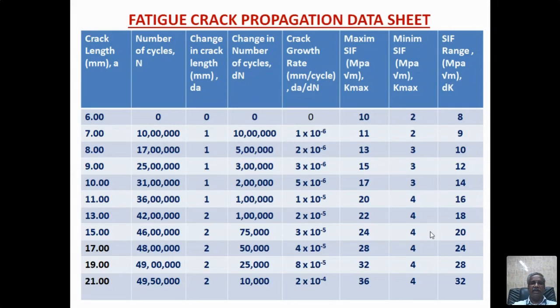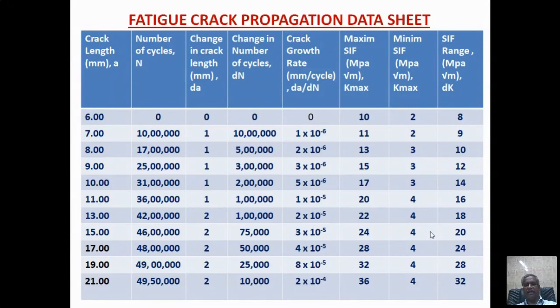So this ratio, dA by dN: you divide dA, 1 by 10 lakh is 1 into 10 power minus 6, 1 by 5 lakhs is 2 into 10 power minus 6, 1 by 3 lakhs. So that is the crack growth rate, dA by dN. The unit of dA by dN is mm per cycle. In one cycle, what is the increment in crack length? That is the dA by dN.